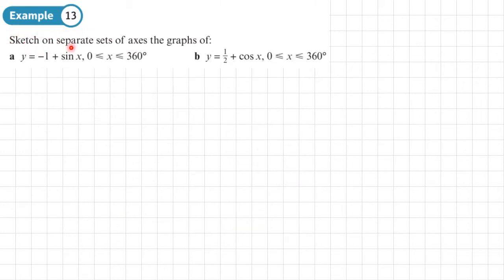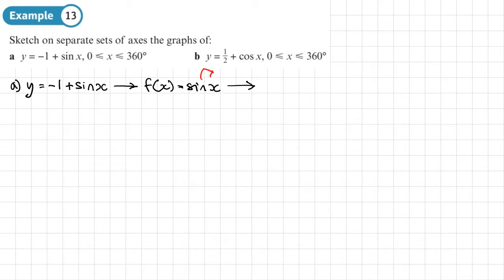Example 13. Sketch on separate sets of axes the graphs of, and in part A, we have y equals negative 1 plus sine x. So we'll do what we've done before. We'll call f of x the normal graph of sine. So here I've got negative 1 plus sine x. Now another way of writing that would be sine x minus 1, wouldn't it? So sine x, I suppose it's written before so that you don't confuse it and think that the negative 1 is part of the sine x here. But that might help me with my f of x.